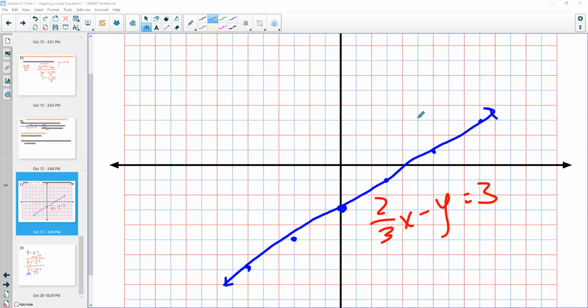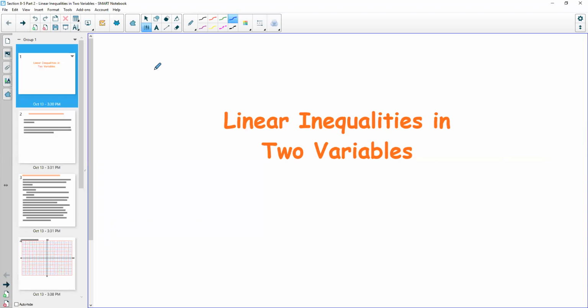All right, I'm going to share the other screen now. Hopefully that worked right. This is just inequalities. The second part of this is taking everything we just did, all the graphing, and applying it to inequalities. There's only really one change that happens here.